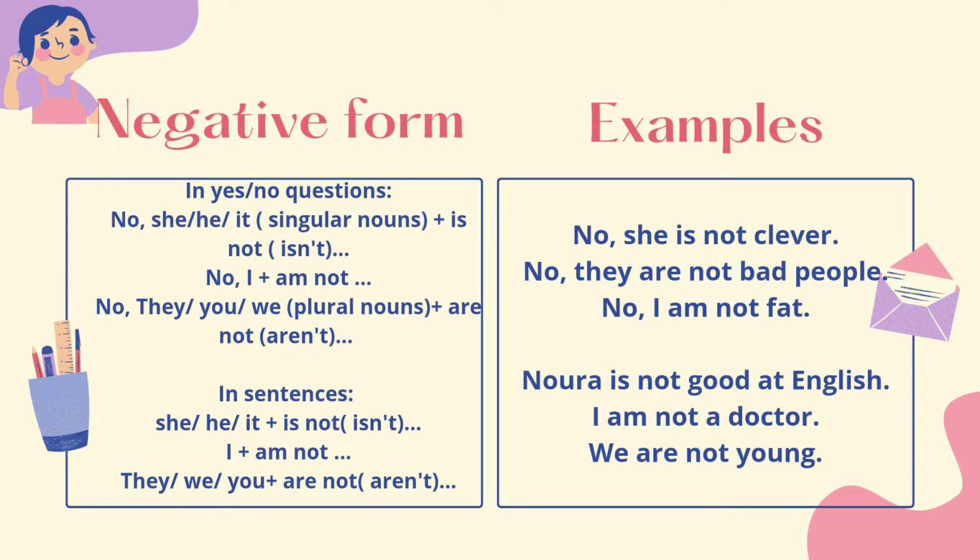Then we have I plus am not. For example, I'm not a doctor. Then we have the plural nouns. For example, they or we or you or any plural noun plus are not or aren't. For example, we are not young.